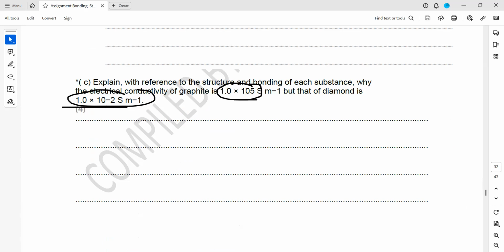So points you should keep in mind whenever you are comparing the structure of diamond and graphite. First thing, they both have a giant structure. In diamond, each carbon forms four covalent bonds, and all the electrons in diamond are involved in the bonding. In graphite, each carbon atom forms three covalent bonds and one electron is delocalized. And graphite has a layer structure, so electrons can flow between these layers, whereas diamond does not have a layer structure. So both are giant structures.